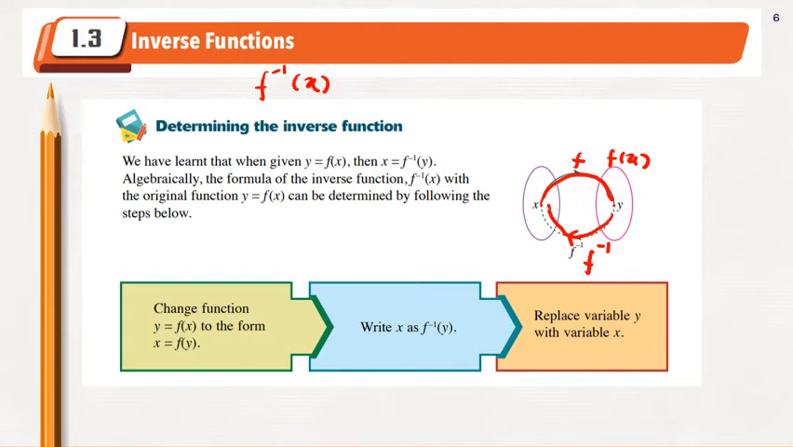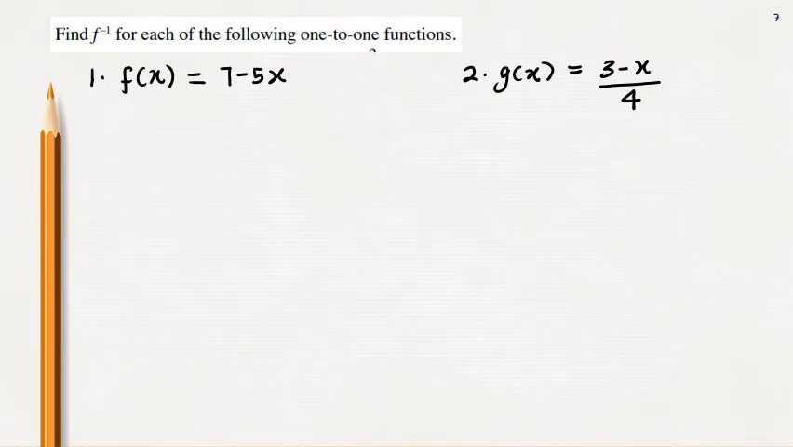Mari kita tengok dengan soalan. Okay, example, find f inverse function for each of the following one-to-one function. Okay, so perkara pertama dia kata kita kena let. So you tahu intention you nak jadikan fx ni kepada f inverse x. So step yang pertama kita kena andaikan. So you kena let y equal to 7 minus 5x.